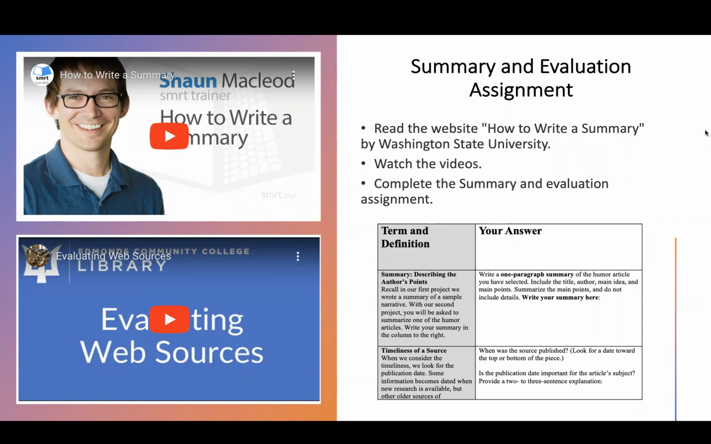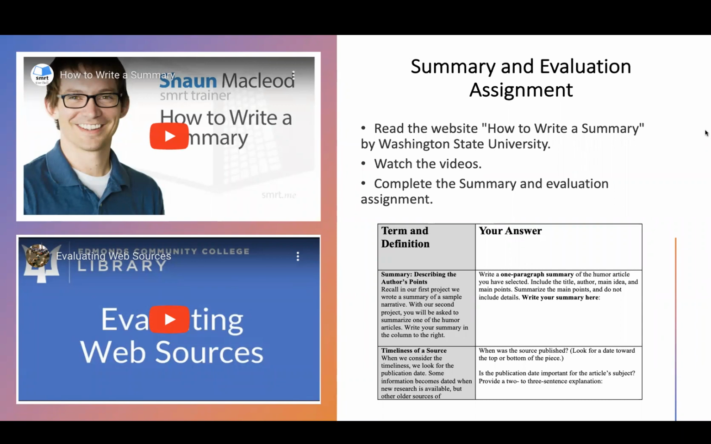You will see a table that looks like this, where you'll see a term and definition, and then a column to add your answer. So for instance, the first row asks you to write a summary that describes the author's points. And in the right side of the table, in the white area, that's where you should develop your summary. And so you should write a 1-paragraph summary of a humor article that you read last week, one that you annotated. Make sure that you include the title, author, main idea, and main points of the source. You're summarizing the main points, not the details.